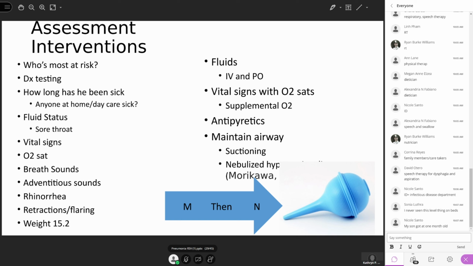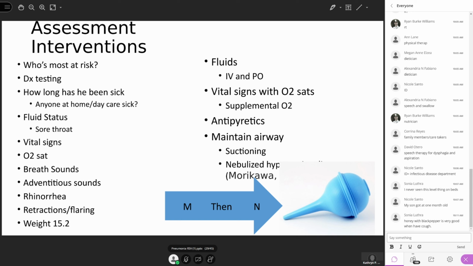Vital signs, O2 sat is important. Breath sounds, listening for those adventitious breath sounds, a runny nose, and again, copious secretions. And again, trying to get a 2-3 or yet younger to blow their nose to clear those secretions is a challenge. I'm going to talk about the weight in a second.